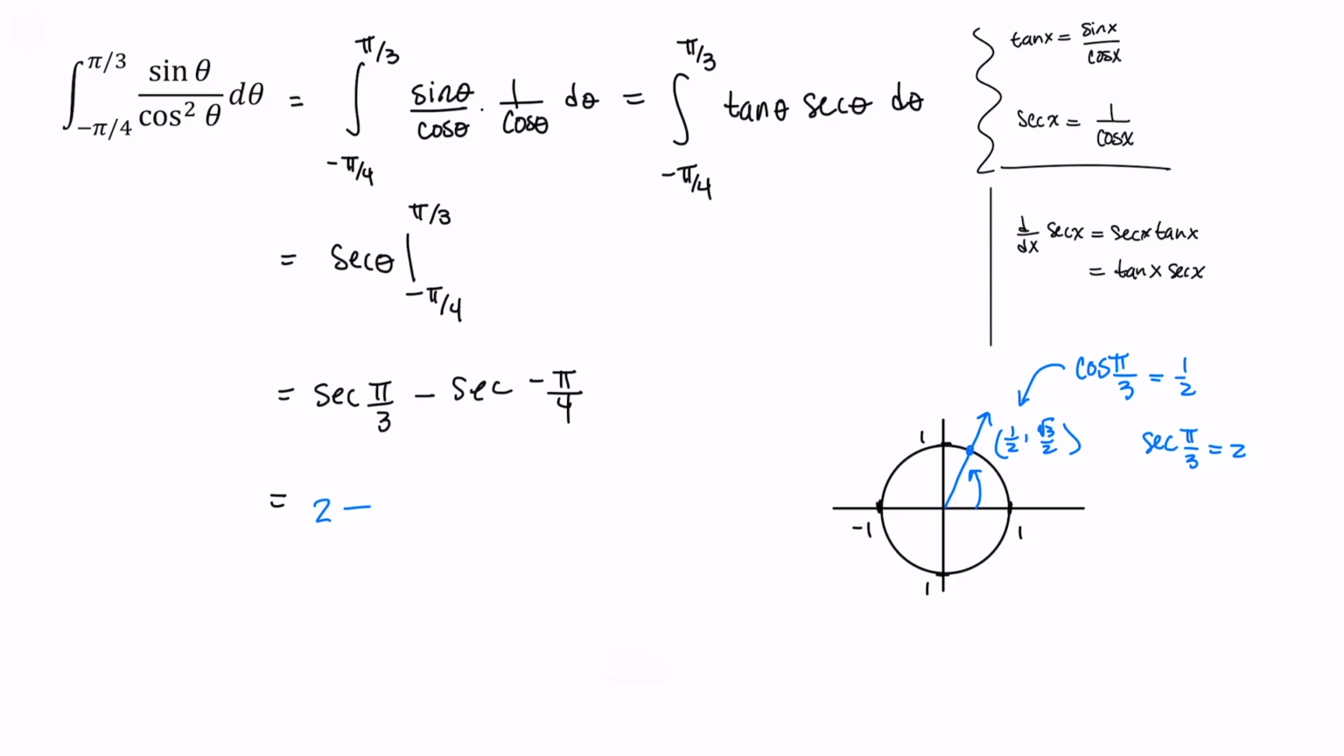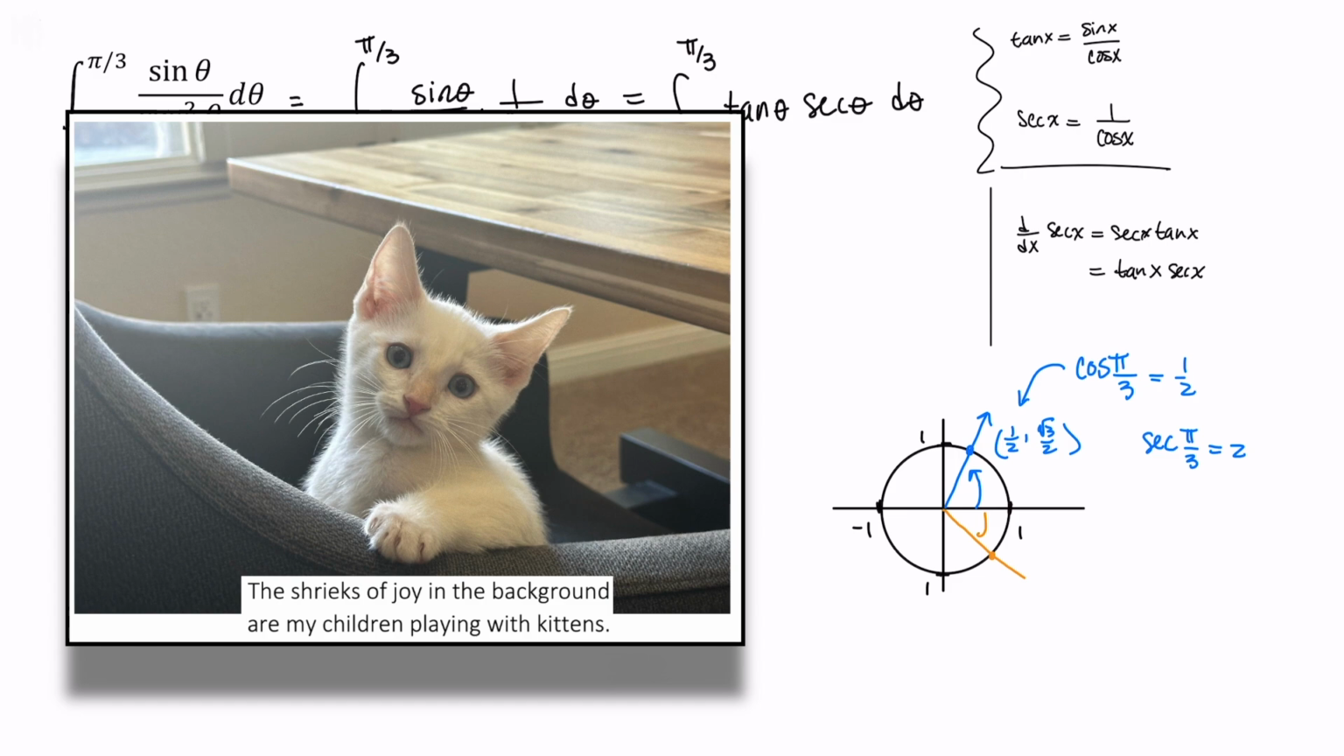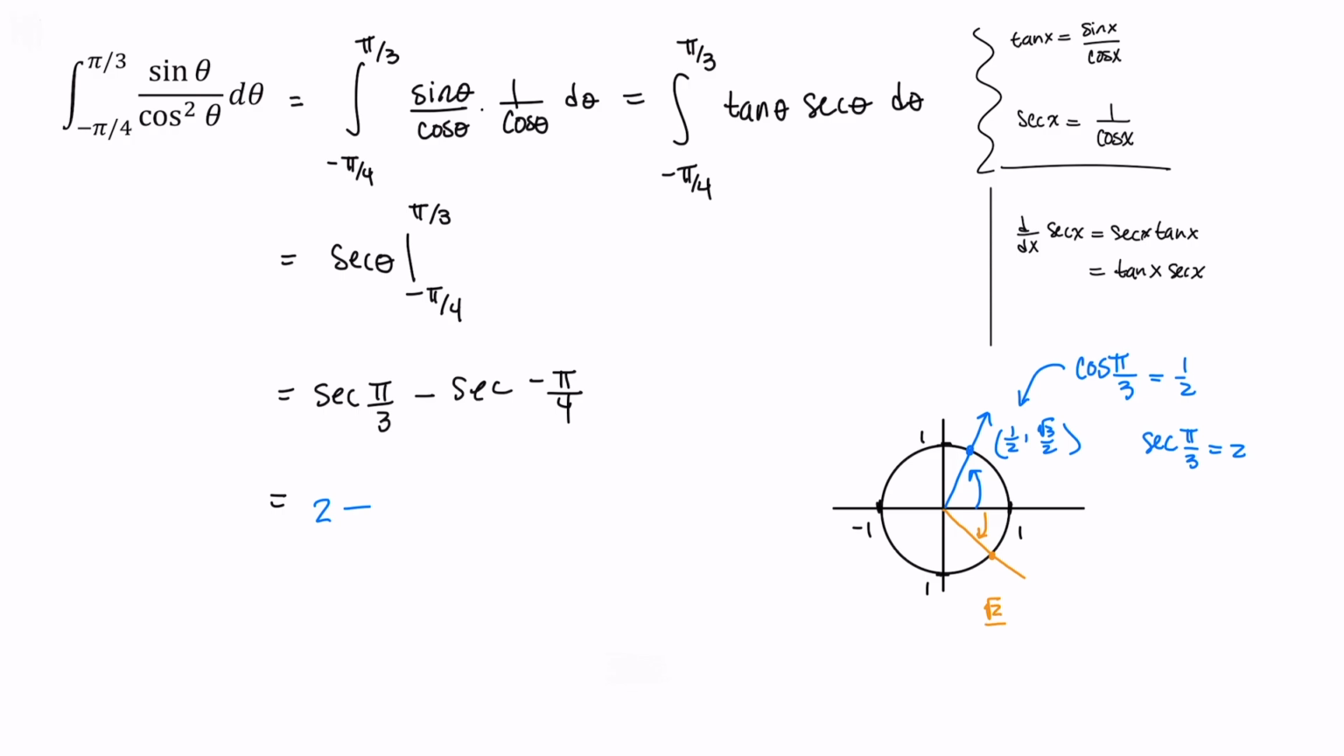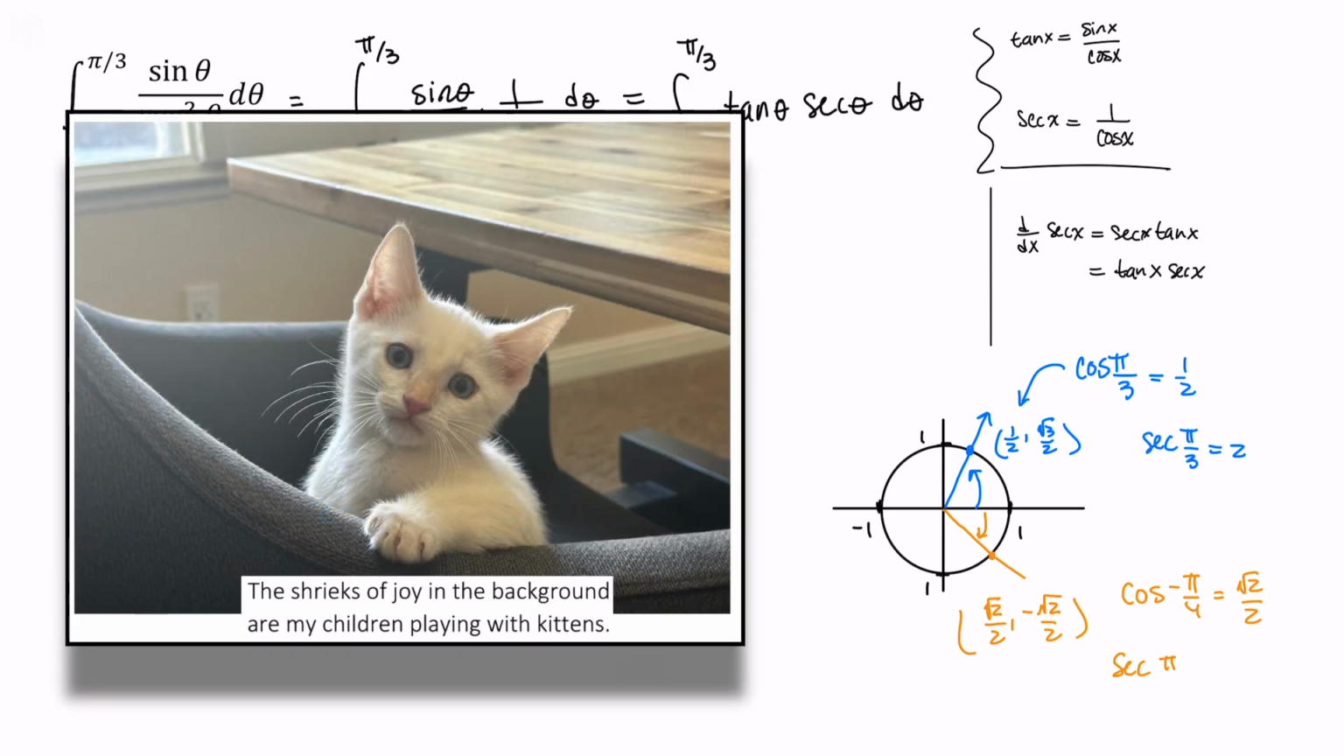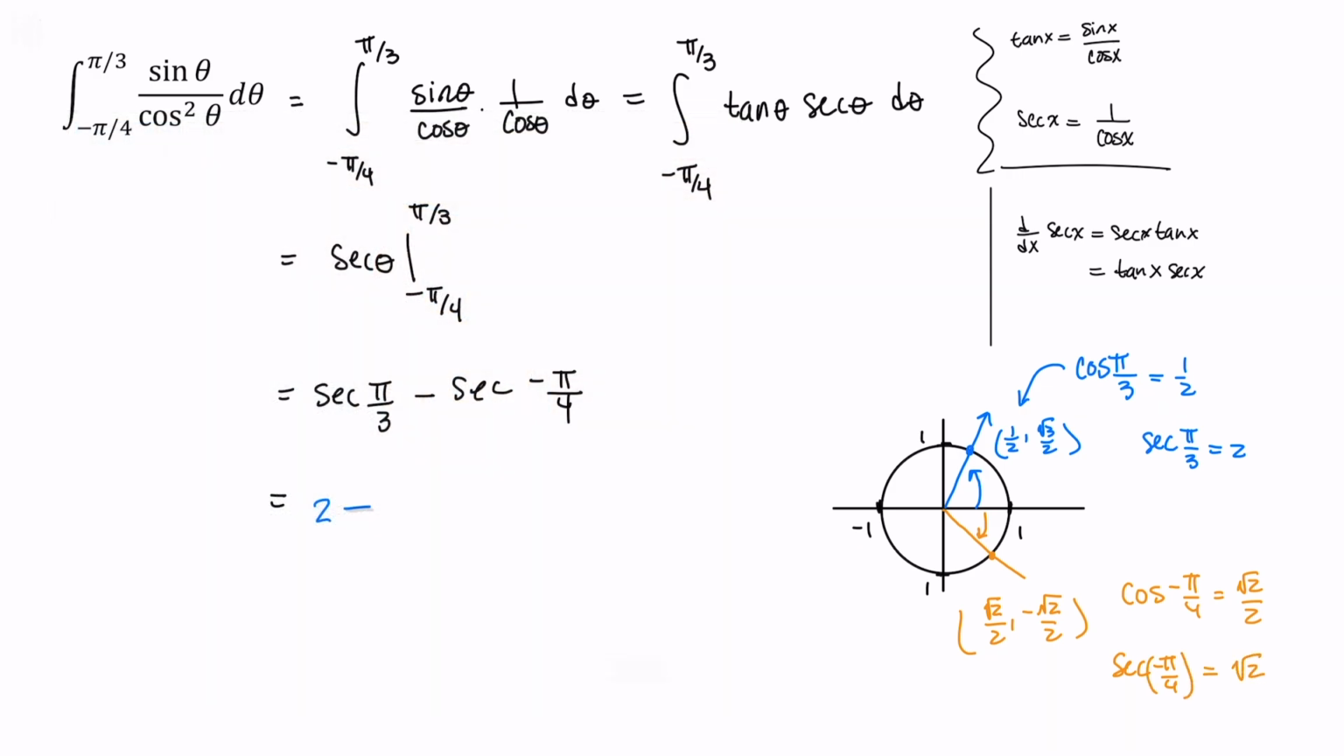Now let's take a look at negative pi over 4 right here. In the fourth quadrant, cosine is positive and sine is negative. That makes this terminal point, not negative root 2, positive root 2 over 2, comma, negative root 2 over 2. And that tells me that the cosine of negative pi over 4 is root 2 over 2, making the secant of negative pi over 4 equal to root 2.